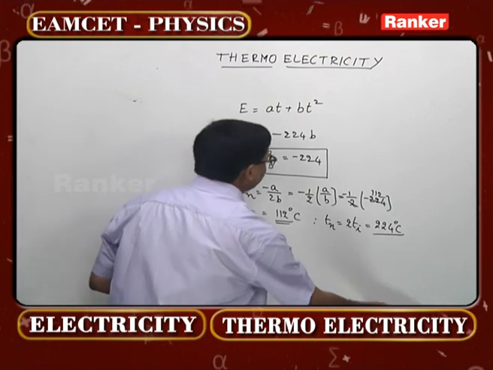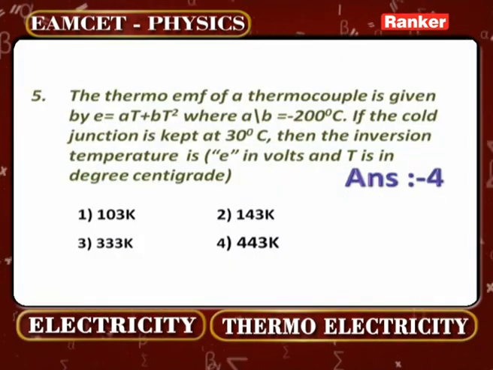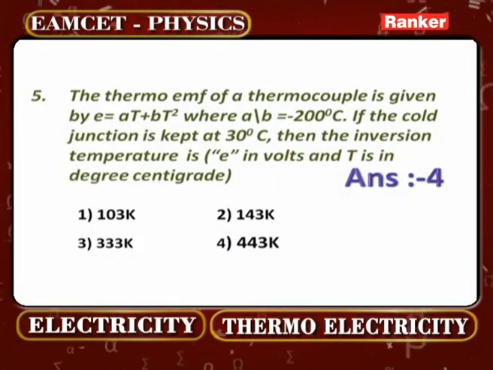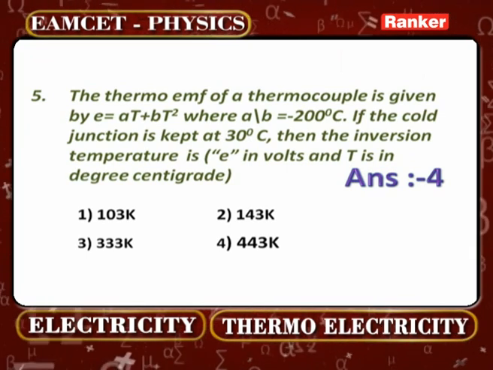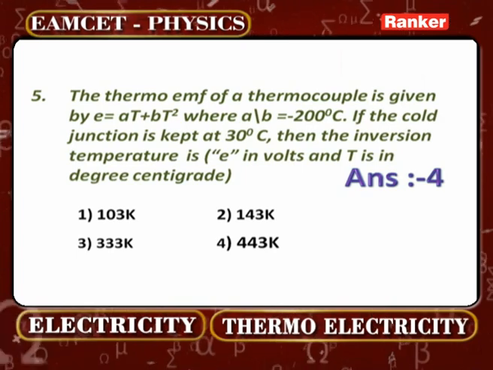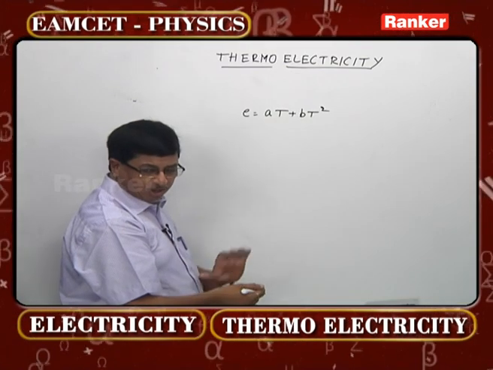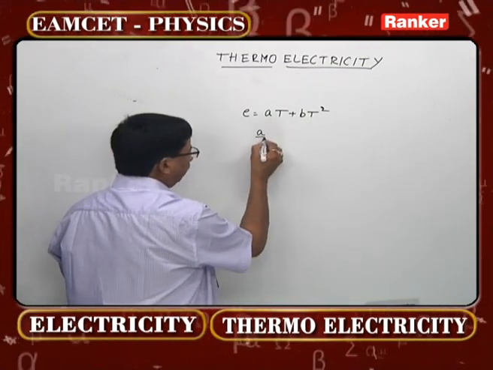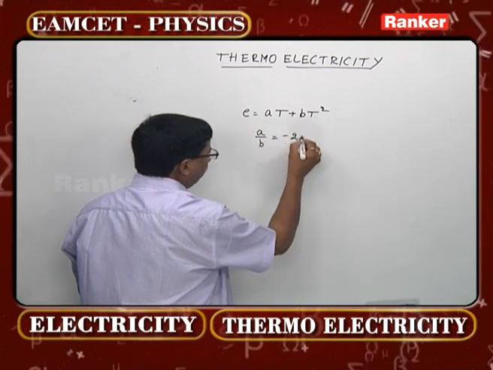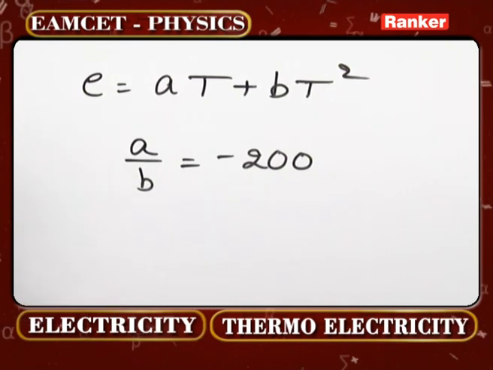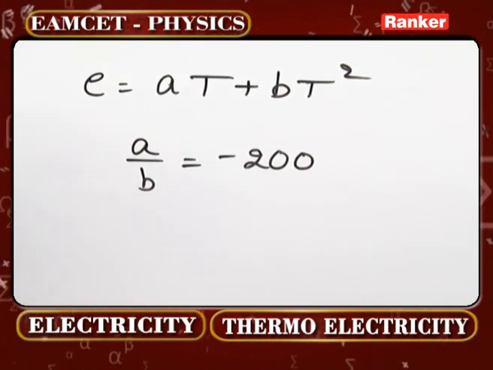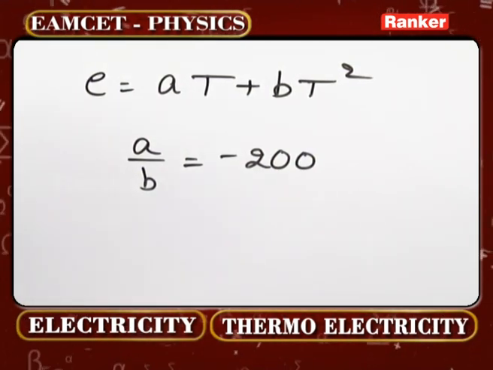So AT plus BT square is the equation given for thermo EMF. E is equal to AT plus BT square, fine. What else has he mentioned? A by B is equal to minus 200, he said. That's fine. Now, according to this, what is our first question? What is the temperature of inversion he is asking?